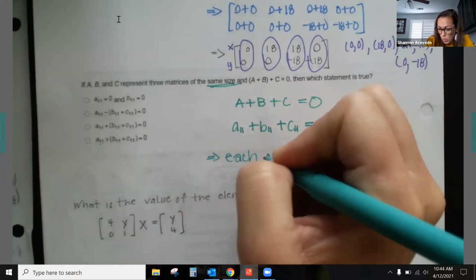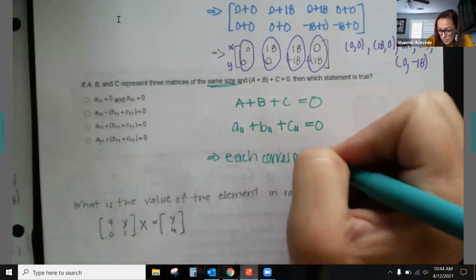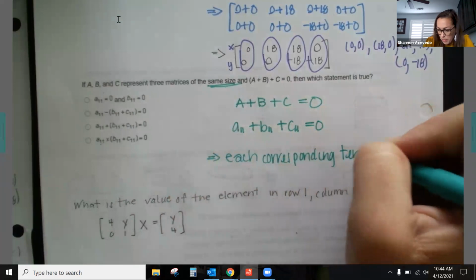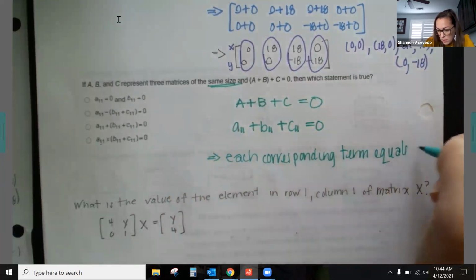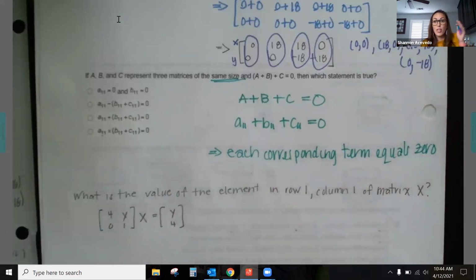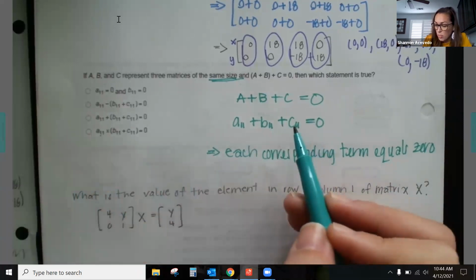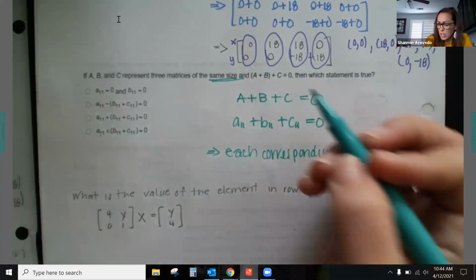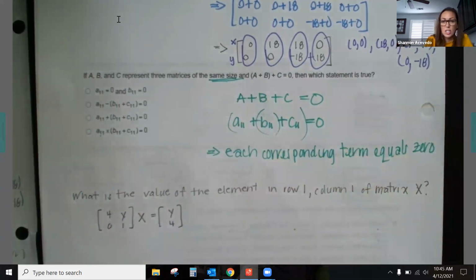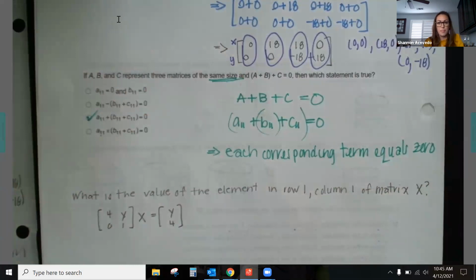Each corresponding term equals 0. In other words, I don't know how big the matrix is, but in general, if I had an A32 and I add it to my B32 and my C32, because that's describing the same location and I can add those, then that has to be a value of 0. That's all they're telling you. So when I look here, there's only one that equals 0. Some of you guys go, but wait, they have parentheses. Well, remember, addition, I could put parentheses here or here, it doesn't change it. So it's this piece right here.